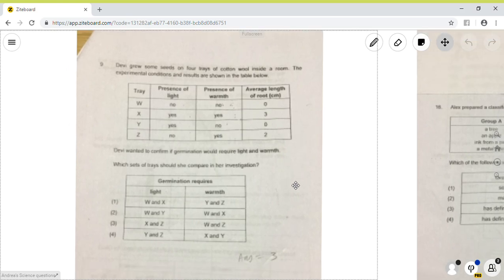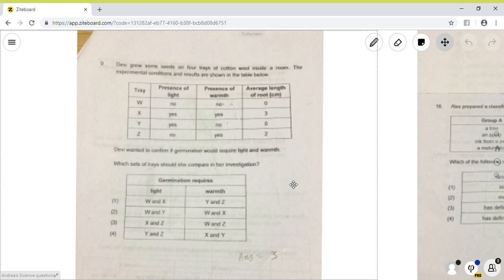Okay, so Debbie wanted to confirm if germination will require light and warmth. Which set of traits should she compare in her investigation? So we want to check, wait, what do we want to find? Germination requires light and warmth. So light and warmth.